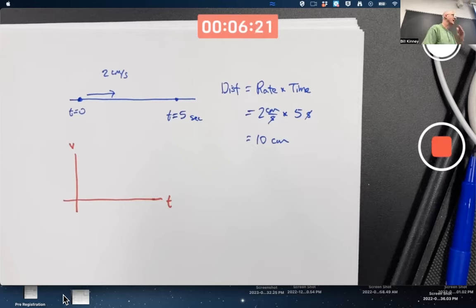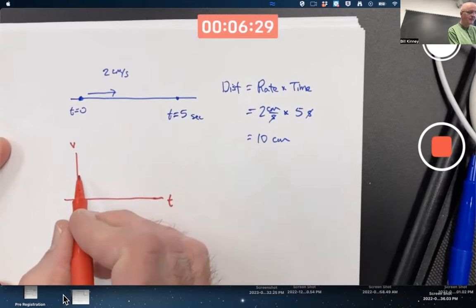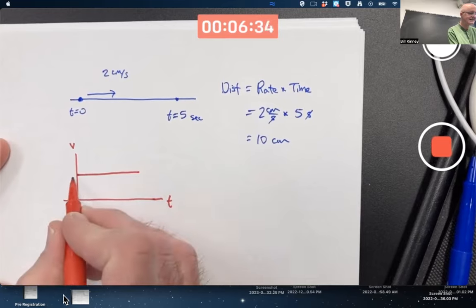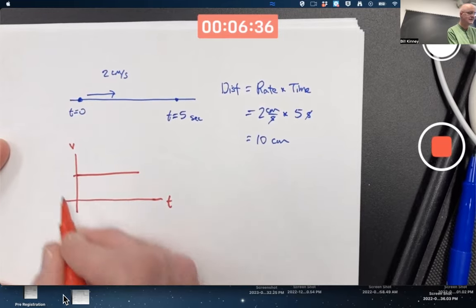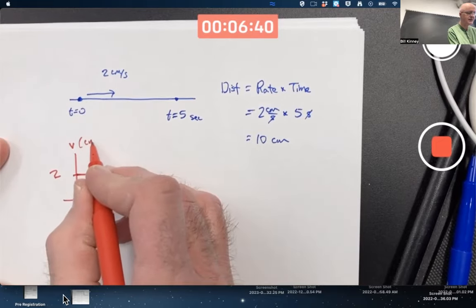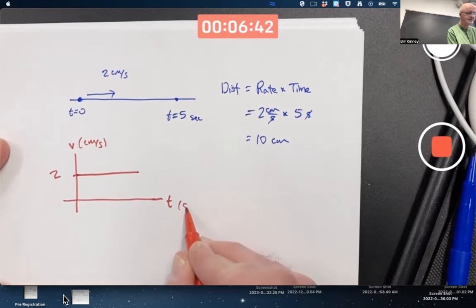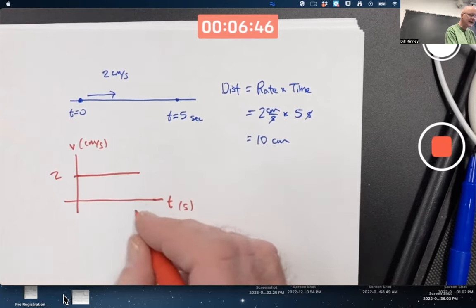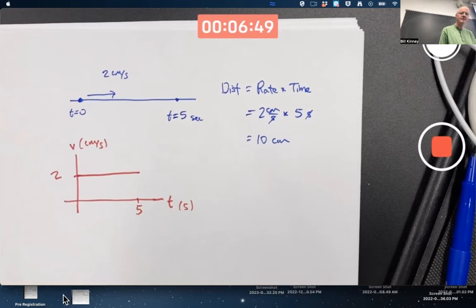And in general, if you're talking vectors, which we will come back to, the speed is the length of the velocity vector. But here, our velocity function, our speed function is constant. It's a horizontal line at 2 centimeters per second. V is in centimeters per second. T is in seconds. The bug traveled for 5 seconds. So this graph is valid from t equals 0 to t equals 5.